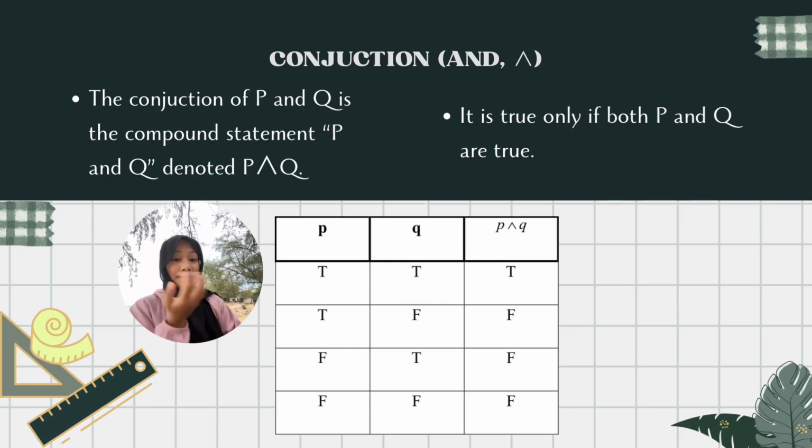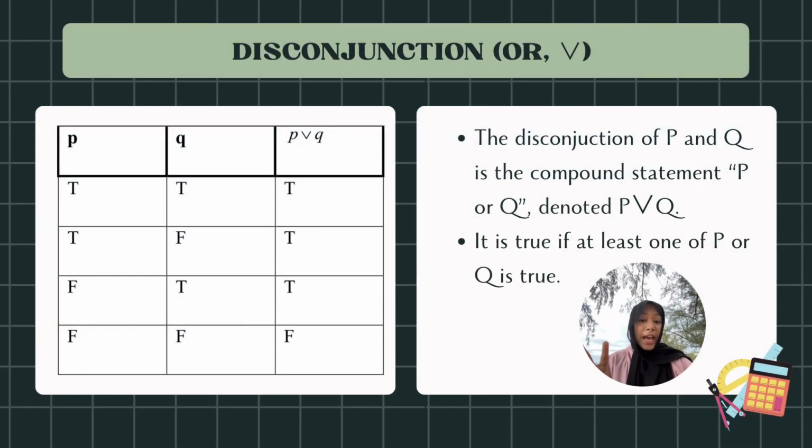The second one is disjunction, called "or". The symbol is like this. The disjunction of P and Q is the compound statement P or Q, denoted by P ∨ Q. It is true if at least one of P or Q is true.